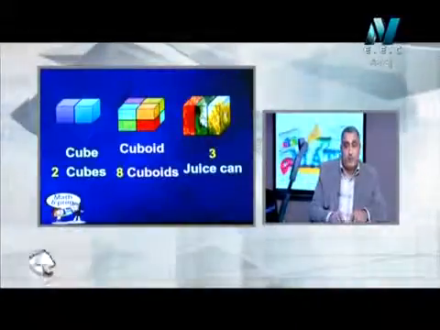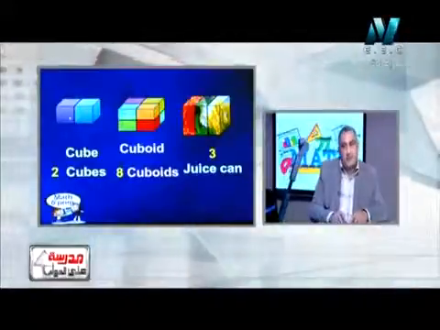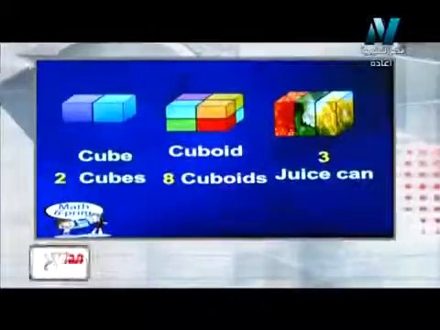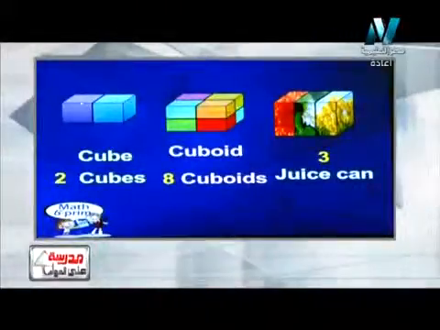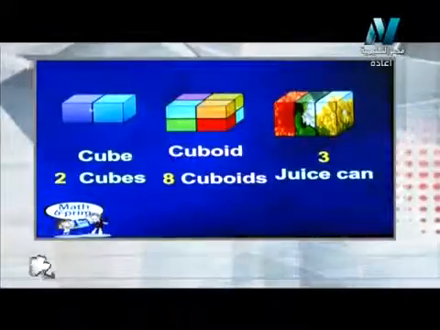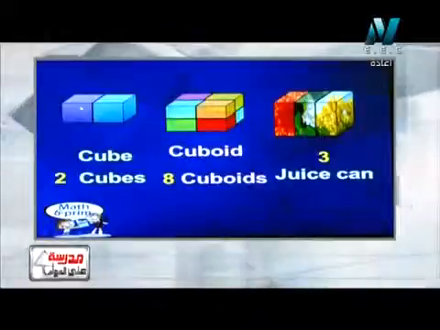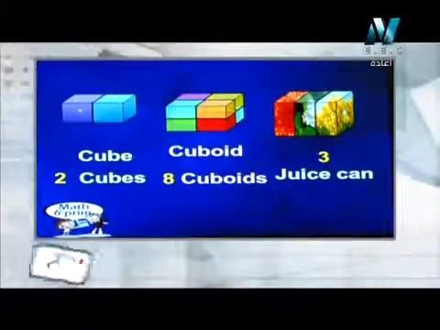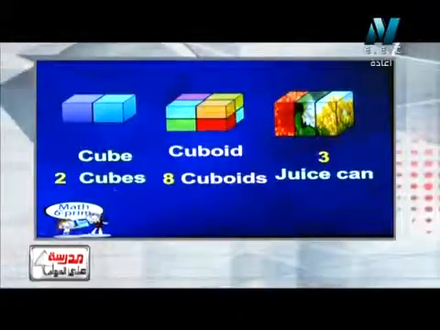We can consider the first shape. The first solid consists of 2 cubes, as you see, and 8 cuboids, 3 joist can. Again, what is the volume of the first solid? Yes, the solid consists of 2 cubes. We consider each cube a unit of measuring the volume of this solid. So we can say the volume of the first is 2 cubes.